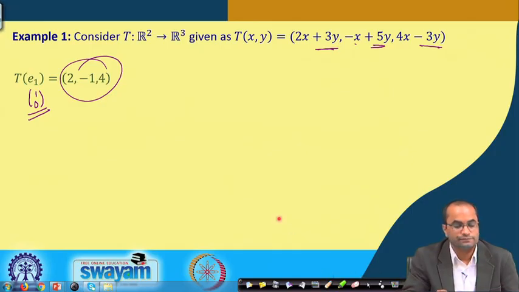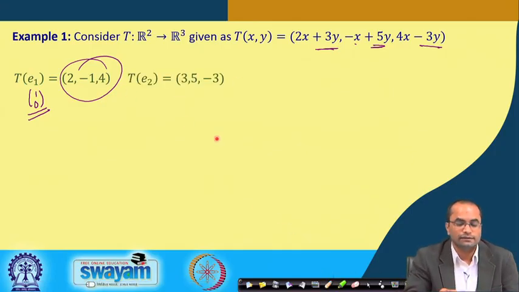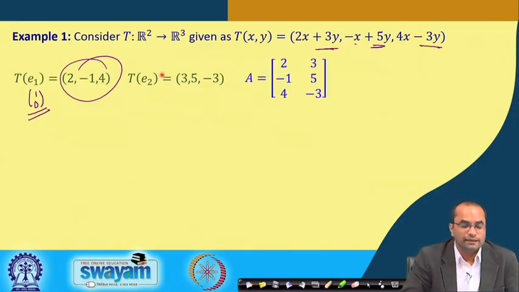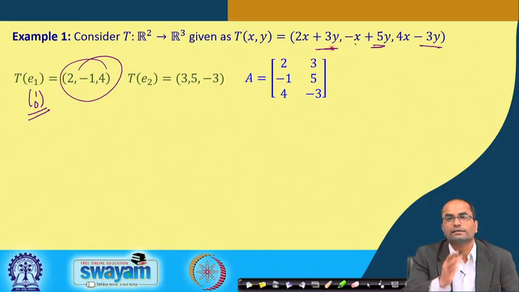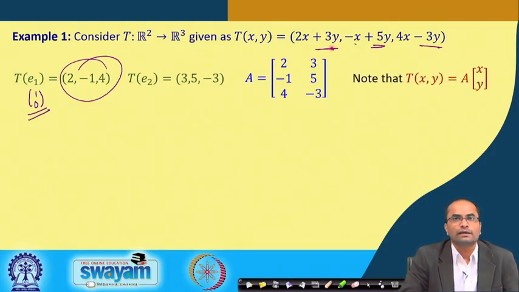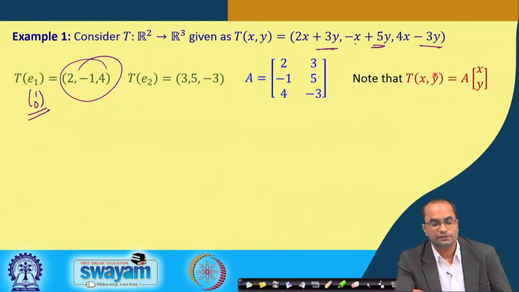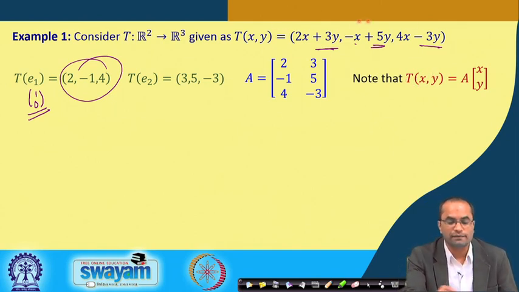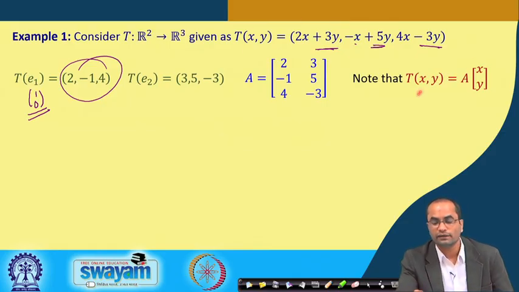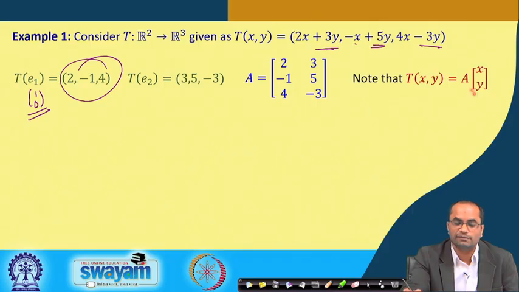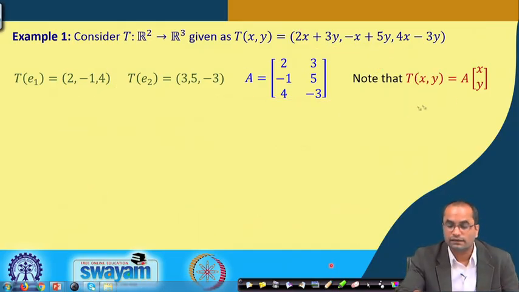Similarly, we can get T(e2), where e2 is (0, 1), and we will get (3, 5, -3). That will be the second column, and in A we will place them. So, (2, -1, 4) is the first column and (3, 5, -3) is the second column of this matrix A. And we know now that the given linear map T(x), defined in this way, we can also define using A acting on this element of R^2, because A times (x, y) will exactly give us this linear map.